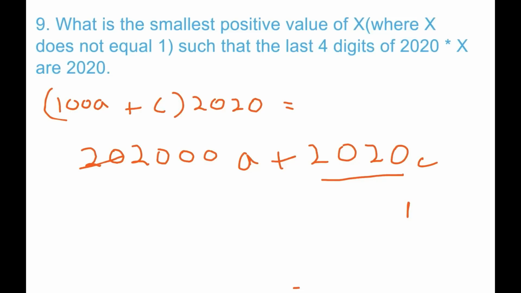Now we want this number to just go away. And by that, I mean that the last 4 digits are equal to 0, 0, 0, 0. For the last 4 digits to equal 0, 0, 0, 0, we can have A equal to 5. Thus, our number is equal to 501. That is the smallest positive value of x, such that the last 4 digits of 2020 times x are equal to 2020. Let's move on to problem number 10.